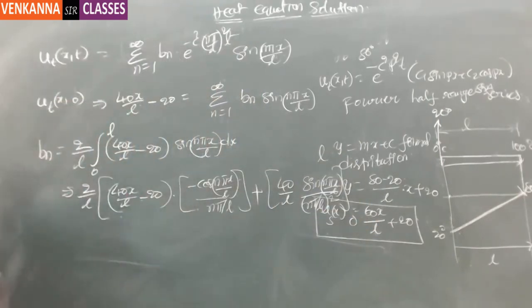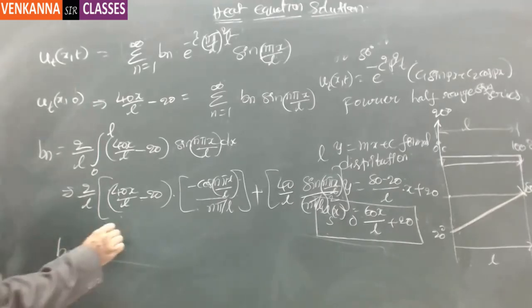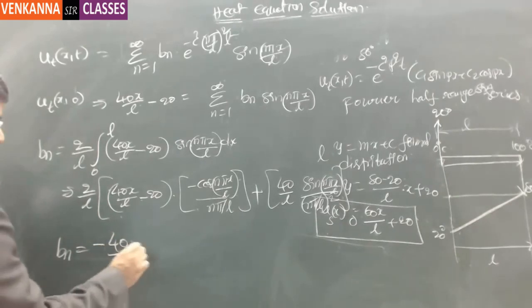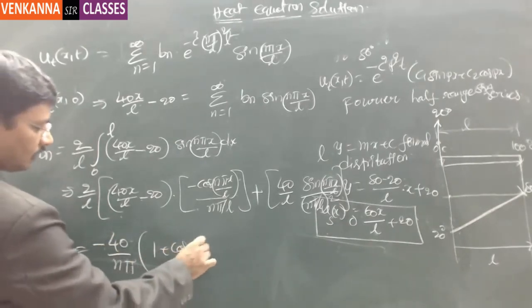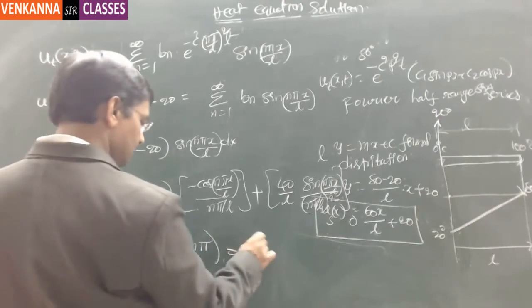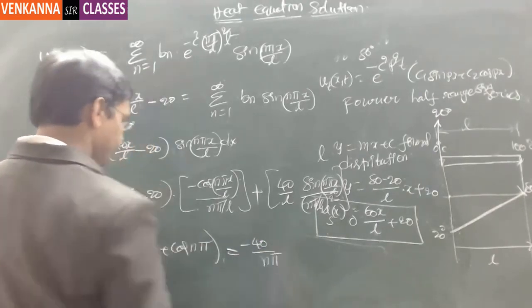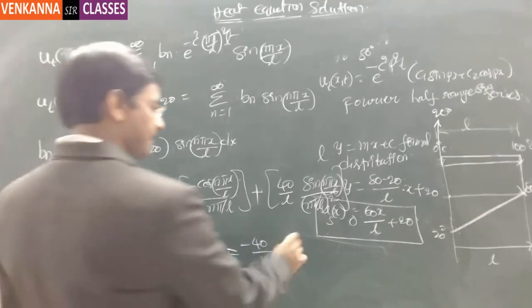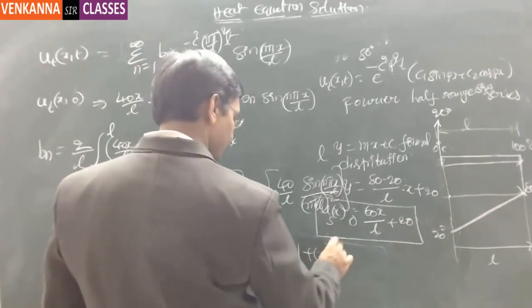So once you substitute the limits, you are going to get the value of bn as minus 40 by n pi into (1 plus cos n pi). You are going to get it this way. Right? So this is minus 40 by n pi, and this is 1 plus (minus 1) whole power n.